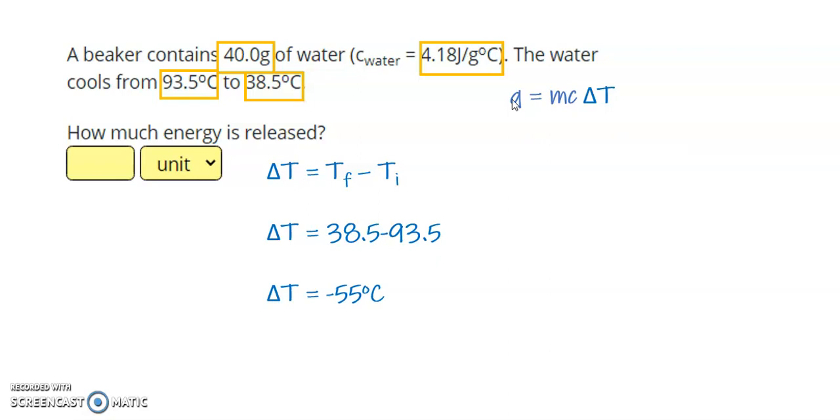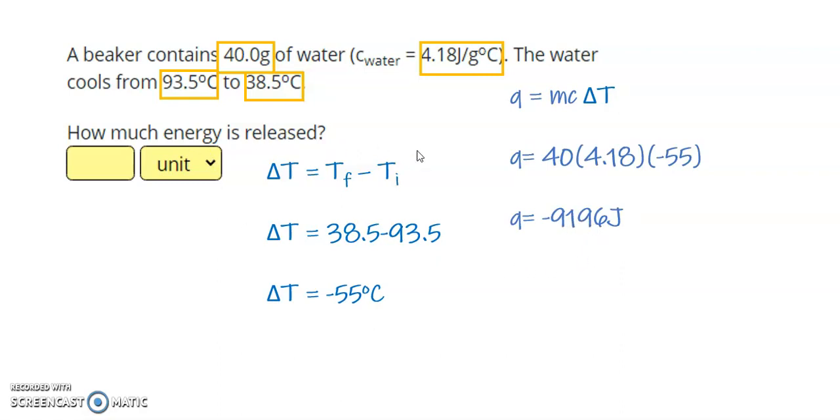You can plug in Q, just leave it as Q because we don't know it yet, we're looking for energy, equals 40 for mass, 4.18 for specific heat, negative 55 for temperature. Multiply all those together, you get negative 9196 joules.